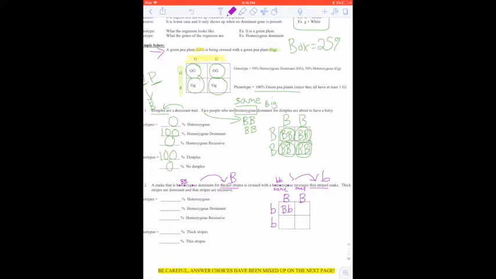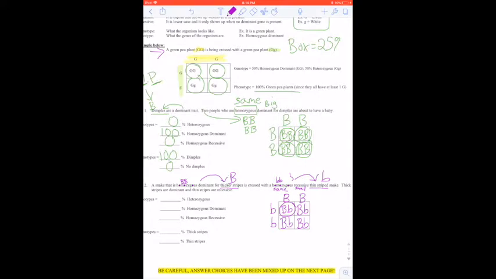You can always double check each box. If I look at this box, I should be able to go straight up, and I should be able to go straight to the left and see exactly where I got my letters from. Alright, so the next box, I bring the capital B straight down and the lowercase b straight over. And I end up with each box looking like this, capital B, lowercase b.